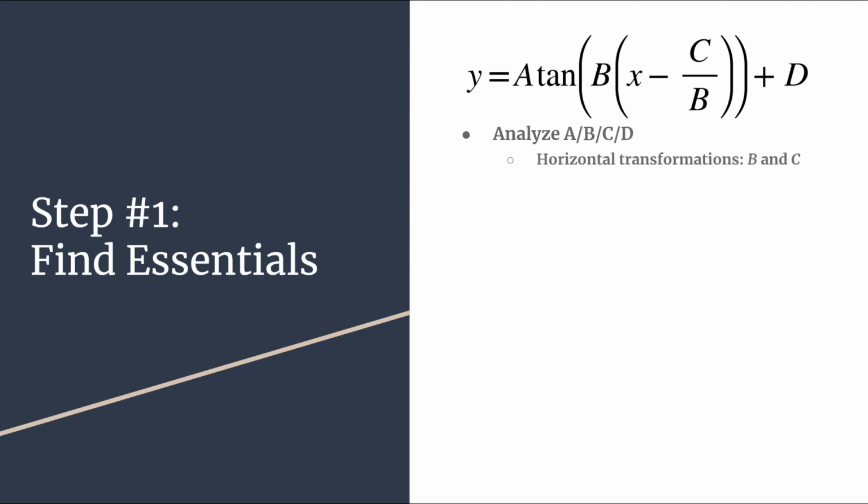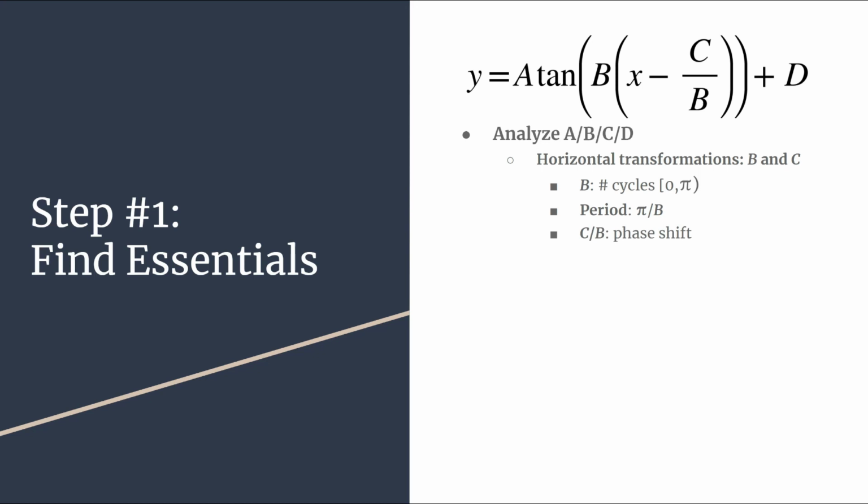All right, so starting off, we have our horizontal transformations b and c. So b will tell us how many cycles we have between 0 and pi. And remember, for tangent, we're different than sine and cosine. We should be between 0 and pi for everything that we're doing. For our period, we'll calculate that, pi divided by b.